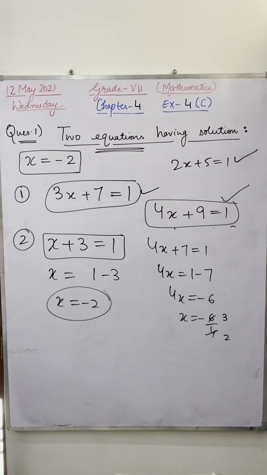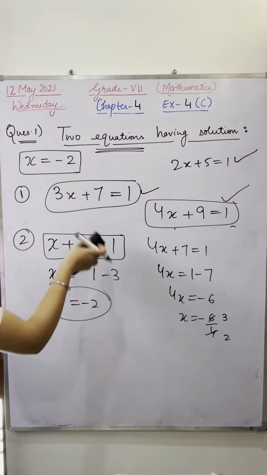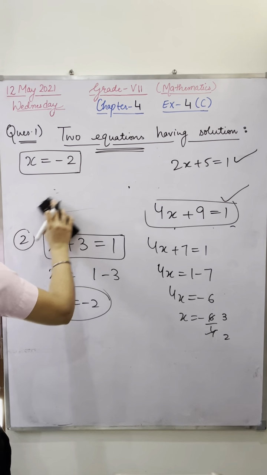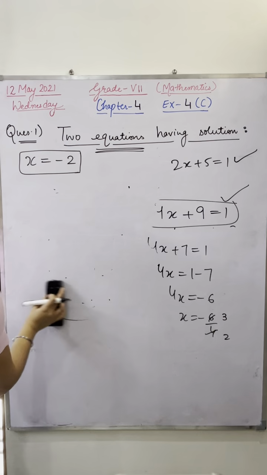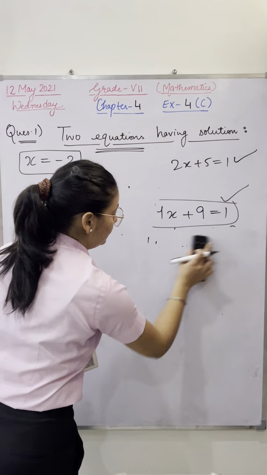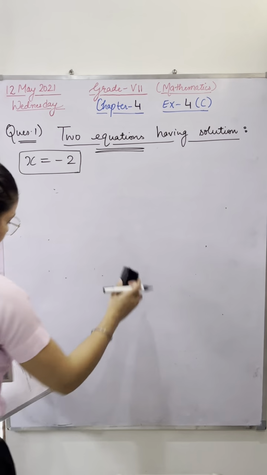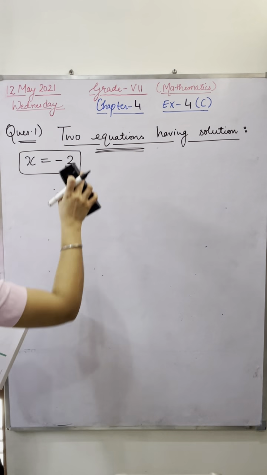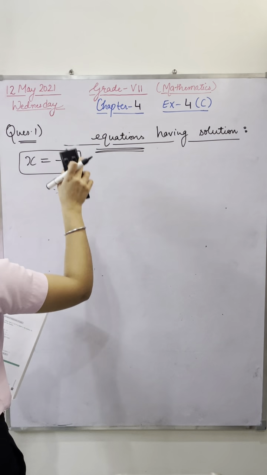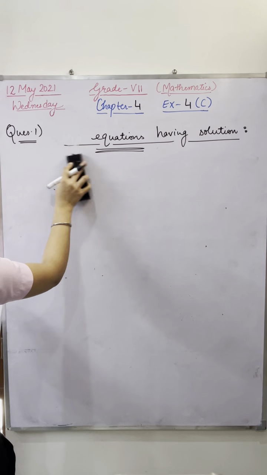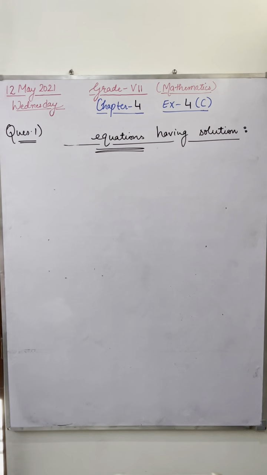Now let me write the second question. Second question is also absolutely same. In the second question they are saying that construct 3 equations. You have to make 3 equations now.